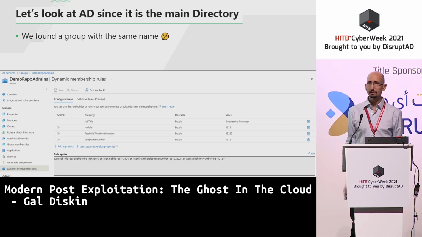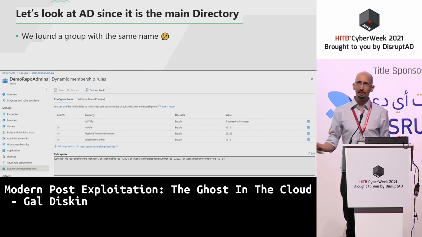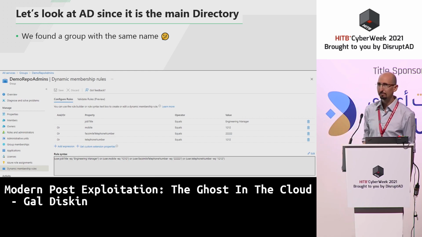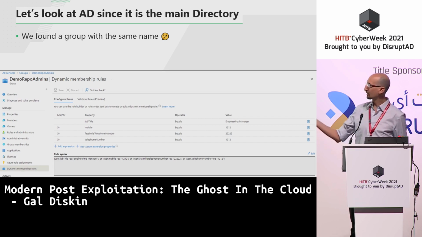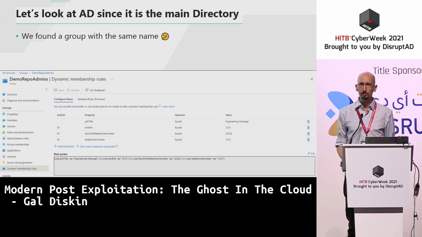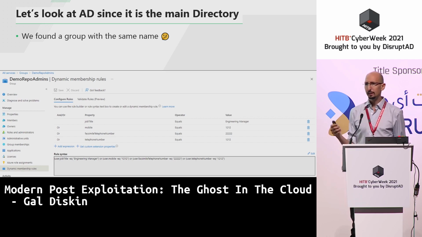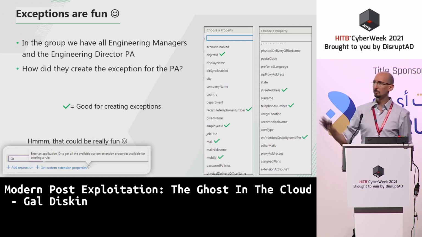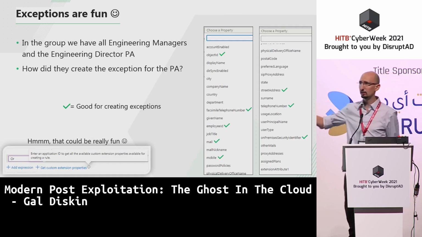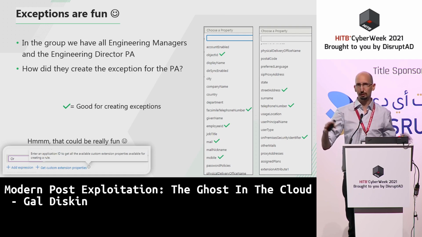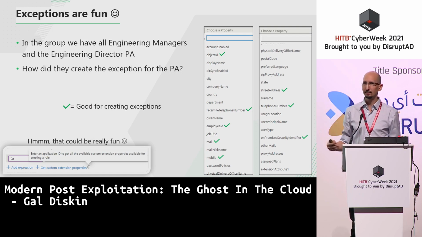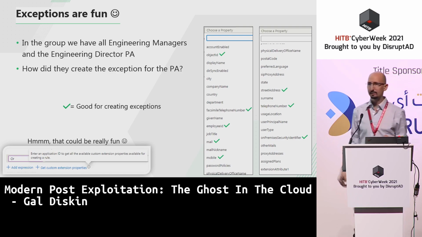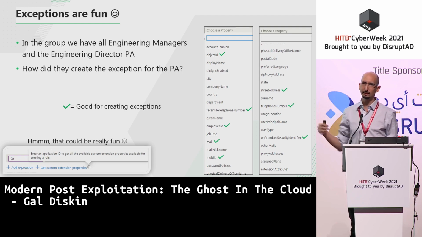So let's look at Active Directory. In Active Directory, we can find a group with the same name. And here I also opened already the rules in Active Directory. But let's assume we didn't know the rules, but we do know that in Active Directory, and this is the situation that you will normally be in, we do know that all the engineering managers are in this group, and one person who is not an engineering manager. It's the engineering director's personal assistant.